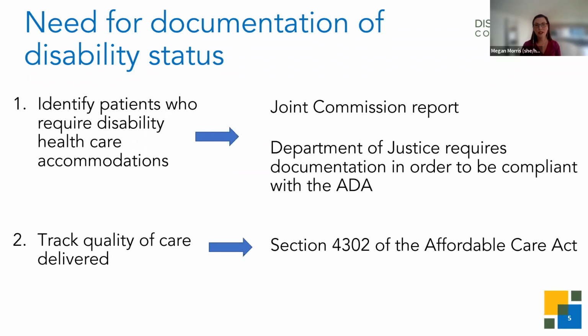And then finally, healthcare organizations need to be consistently and accurately documenting who has a disability so that they are able to track the quality of care delivered to individuals with disabilities at the organization level. And we have Section 4302 of the Affordable Care Act that actually requires healthcare organizations to be documenting race and ethnicity, primary language, and disability status for the purpose of tracking disparities.